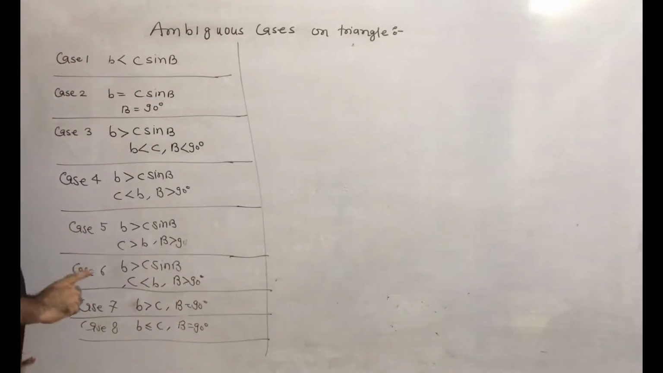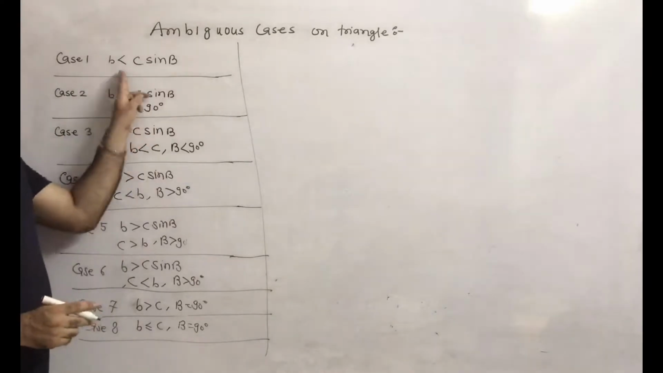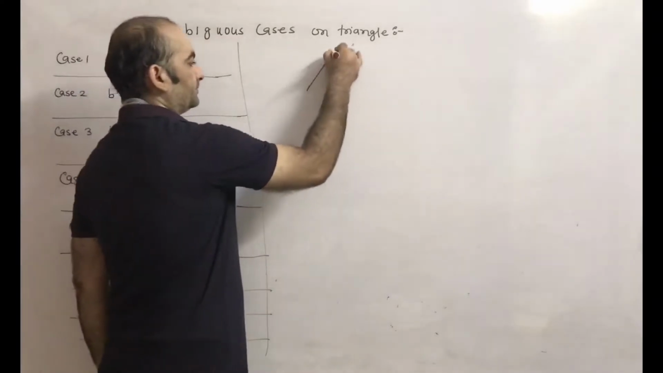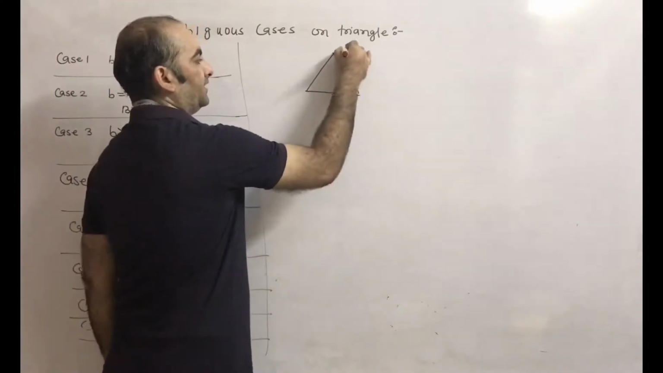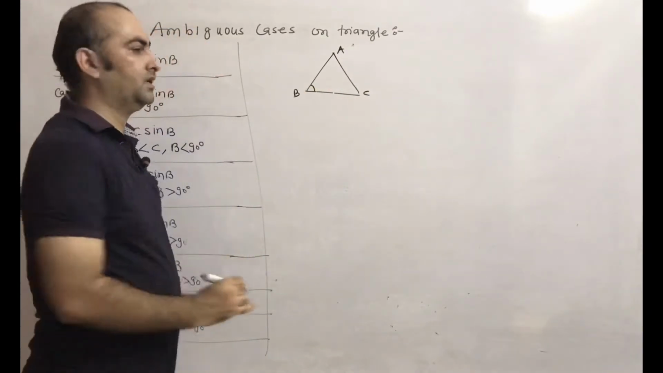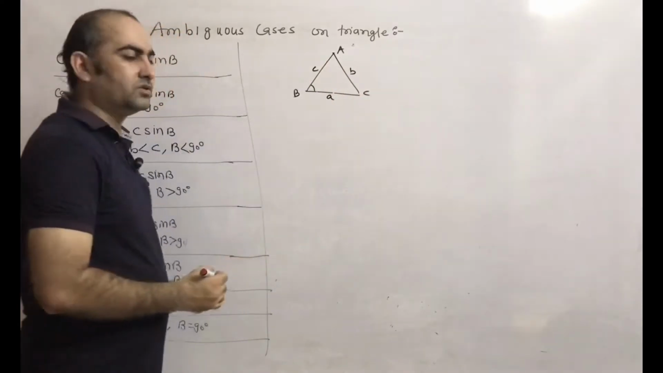So you can see here we have b, c and angle B. Here we don't have a, and we want angle B. So we have a triangle with capital A, capital B and capital C. We have to find out angle B first. This side is small a, this is small b and this is small c. So what is cos B?